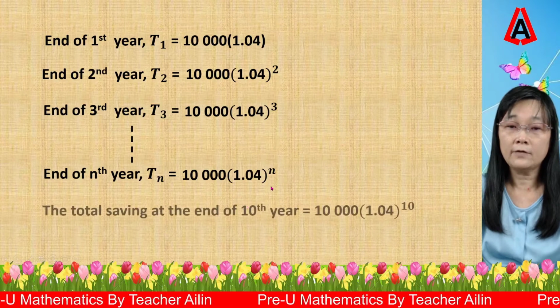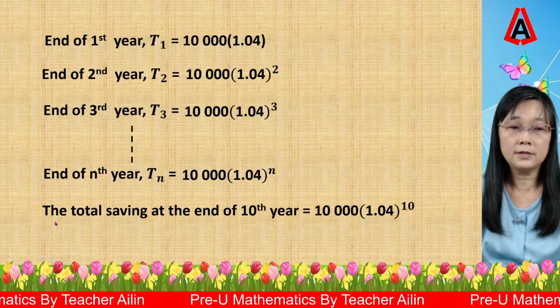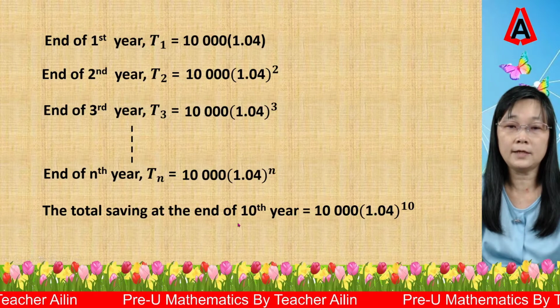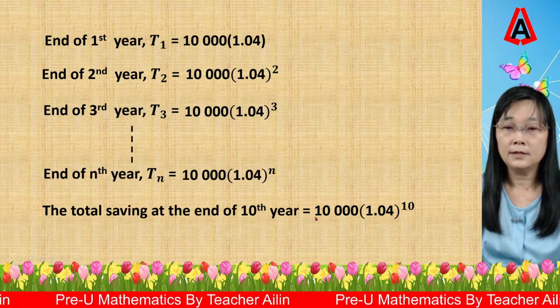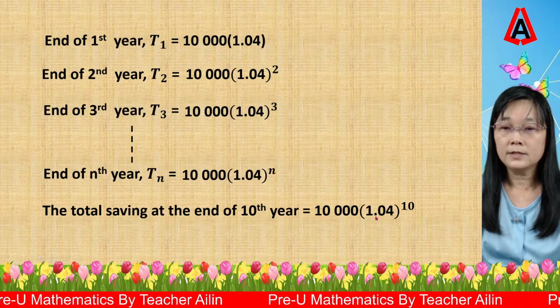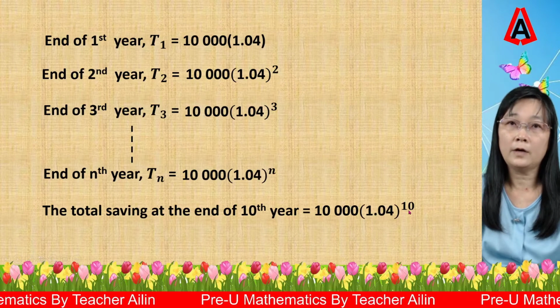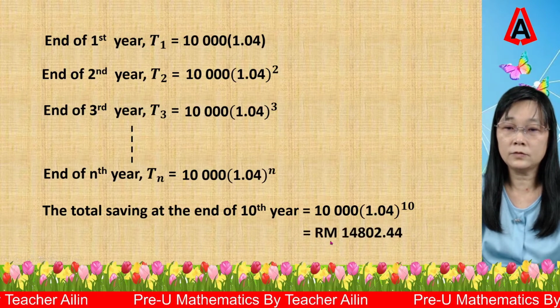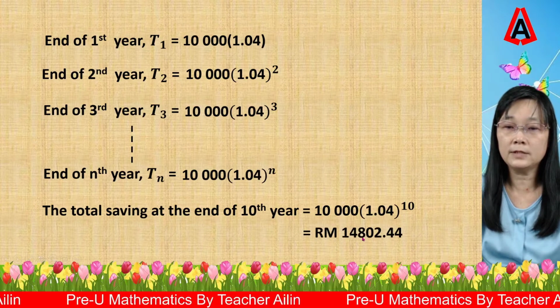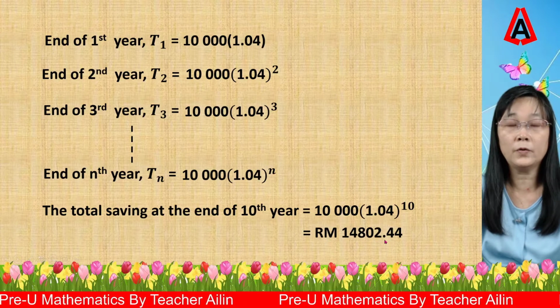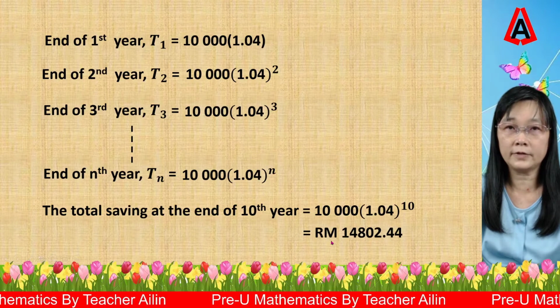Therefore, now I can answer the question: the total saving at the end of 10 years is 10,000 times 1.04 power 10. That is equal to RM14,802.44.